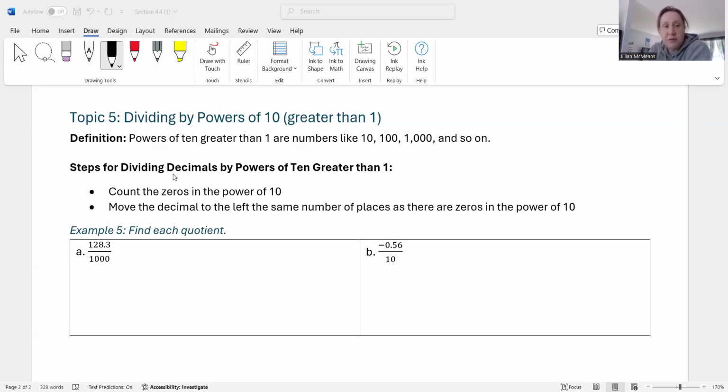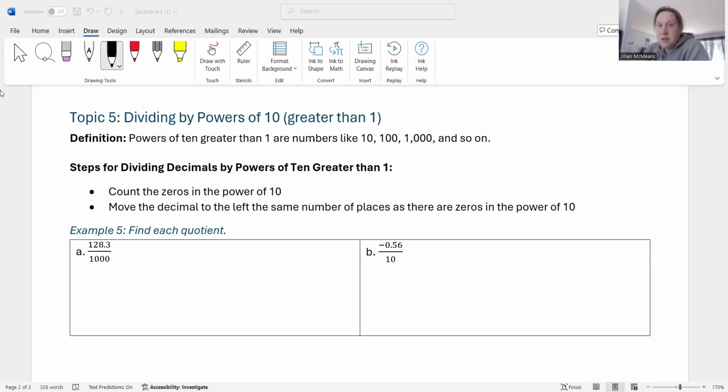So when it comes to steps for dividing decimals by powers of 10 greater than 1, we want to count the zeros in the power of 10, and then we just want to move the decimal to the left the same number of times as we have zeros in the power of 10. Okay, so let's go ahead and look at two examples. Example 5 says find each quotient.